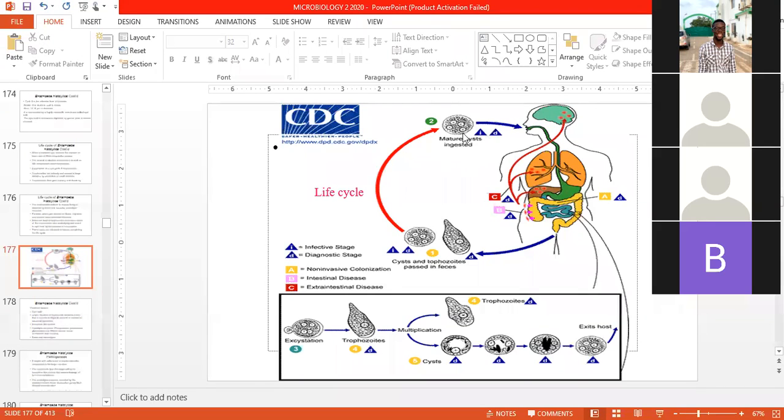And the emphasis here is mature cyst. So it moves straight to the GIT, to the stomach. Within the stomach, because of the pH, nothing happens. Then by the process of peristalsis, as it moves down, the pH changes. Therefore, the cyst is able to burst out to release its contents.